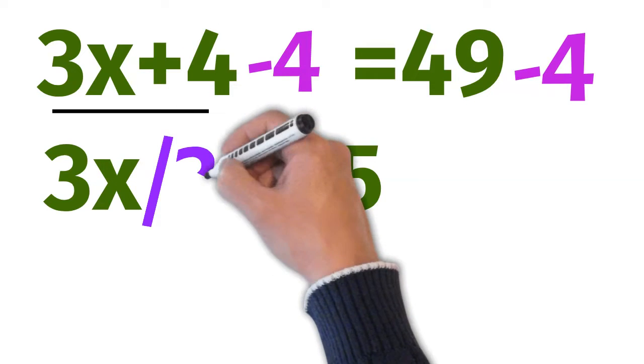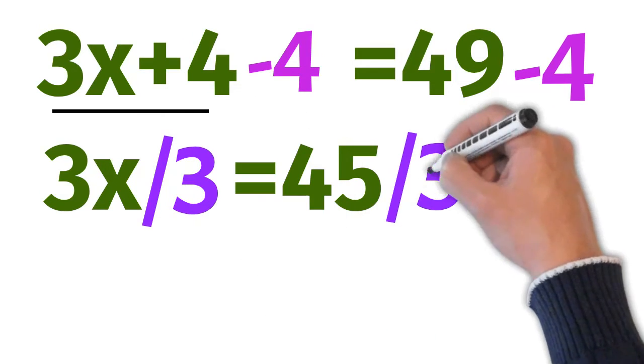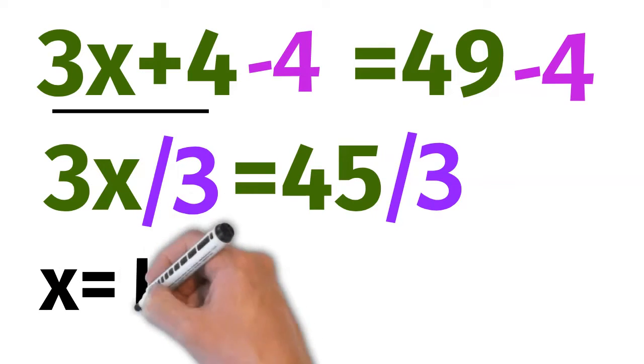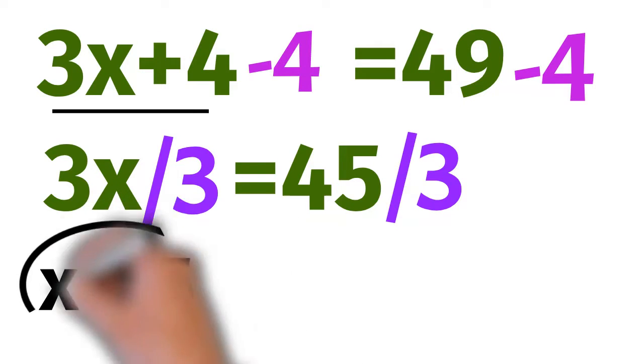Next, we will divide both sides of the equation by 3. And by this, we can reduce the LHS to x. Thus, we get 3x divided by 3 is equal to 45 divided by 3. Simplifying it, we get x is equal to 15. This is the solution.